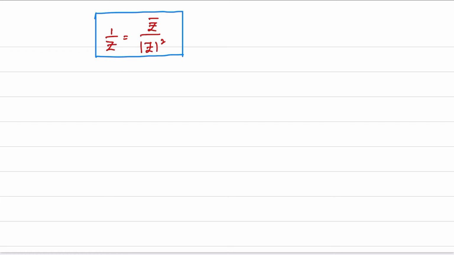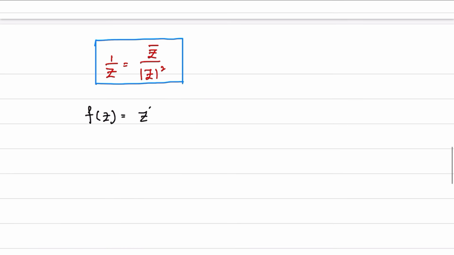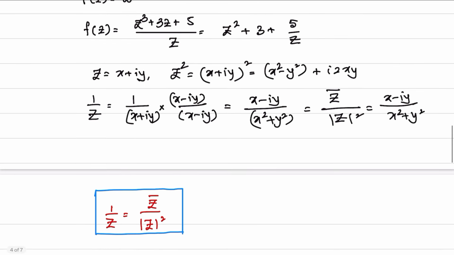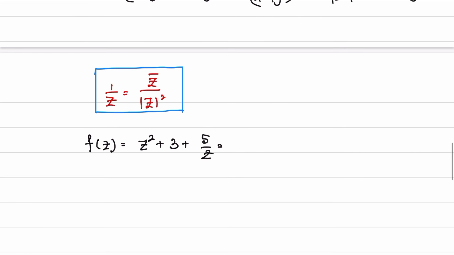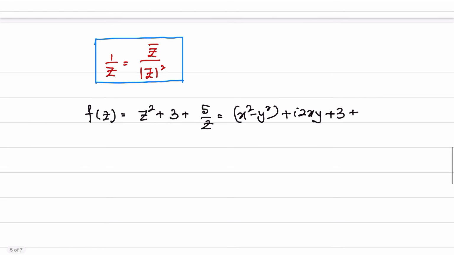Now, function z is equal to z square plus 3 plus 5 by z. What is z square? X square minus y square plus i into 2xy, plus 3 plus 5 by z. What is 1 by z? X minus iy by x square plus y square. 5 into x minus iy by x square plus y square.